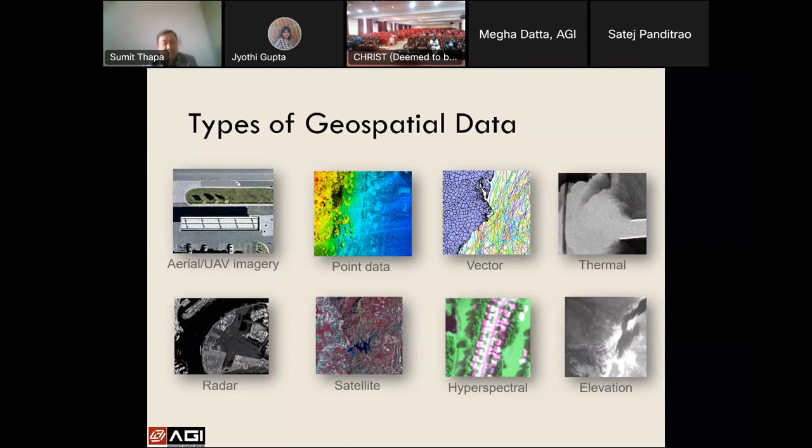One is aerial and UAV, which you have just seen now. This is very widely used in the geospatial industry. Then we have point cloud data sets. This is where the LiDAR data comes into the picture, and this is used widely now. We'll see how it helps in reality capture as well. We have vector data sets. We have thermal, which will be used for temperature, or how heat polygons are now playing a role in your urban areas. Radar data sets come from SAR, satellite, hyperspectral, and elevation data, which will give you the information about the topography of any area.